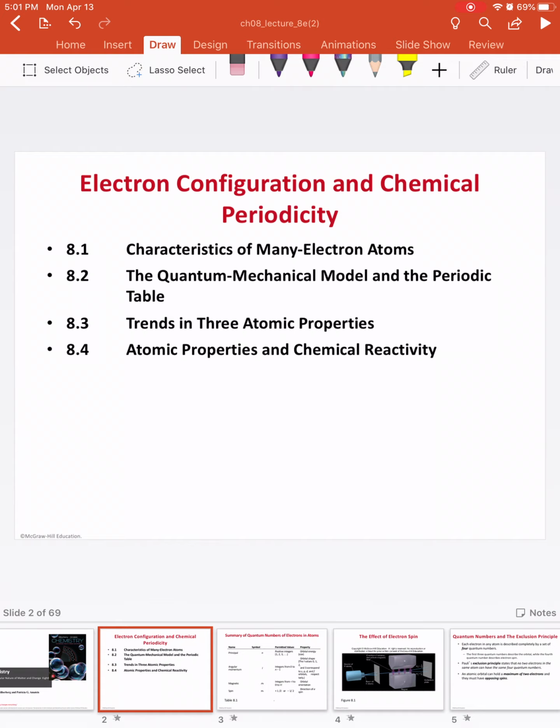Okay, so we're going to talk about chapter 8. We completed chapter 7 last week, and you guys did an exam, and all of you did really wonderful. Congratulations. So, in chapter 8, we're going to learn about electron configuration and chemical periodicity. We're going to learn characteristics of many electron atoms, quantum mechanical model and the periodic table, trends in three atomic properties and chemical reactivity.